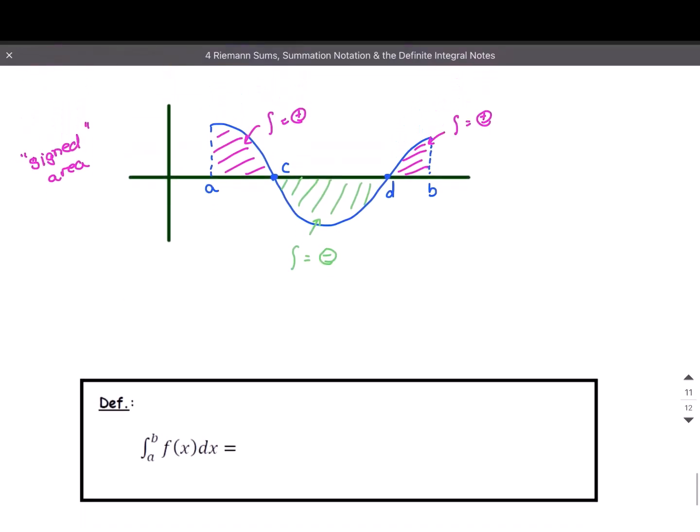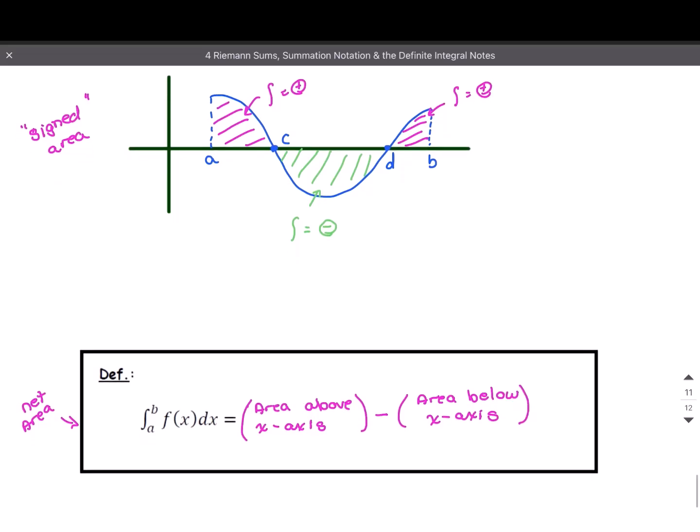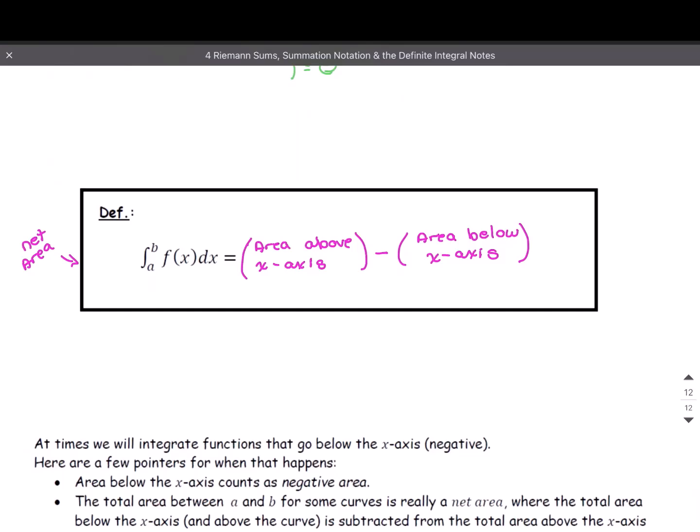Now that means we have something called net area. So the net area, when we have the integral from a to b of f of x dx, what we do is we find the area above the x-axis minus the area below the x-axis. Because the area above the axis is positive, the area below the x-axis is negative, so the net area we take above minus below.